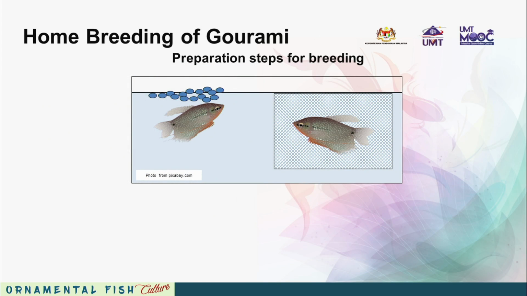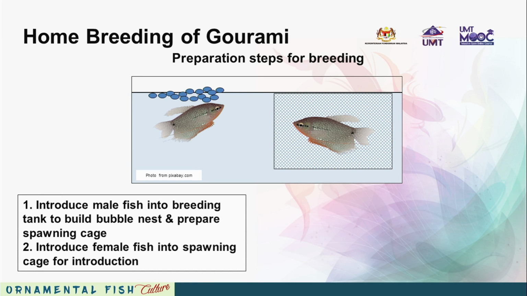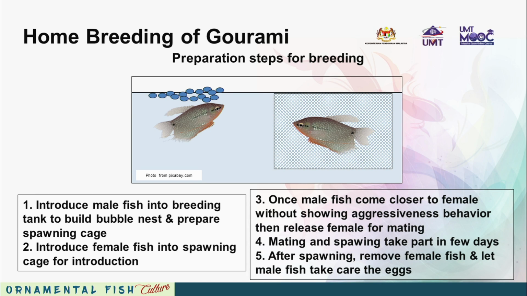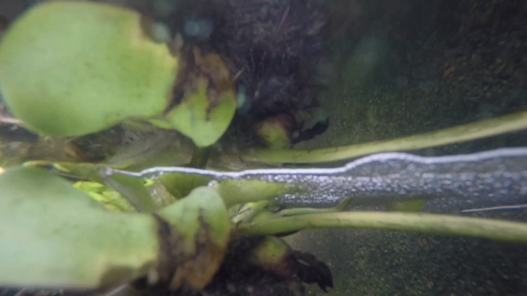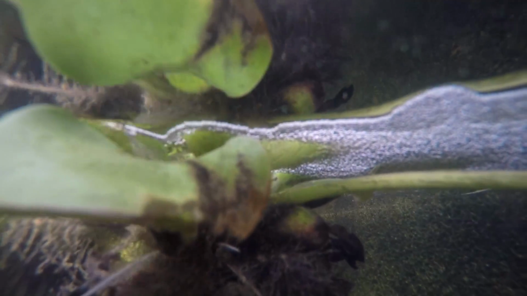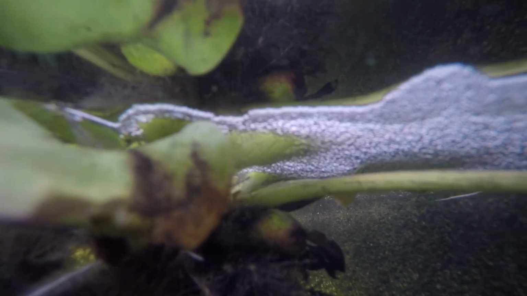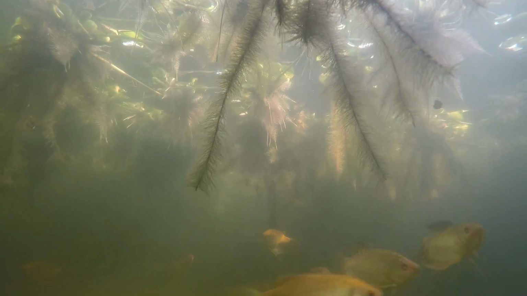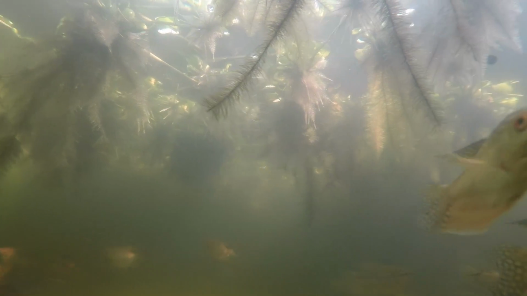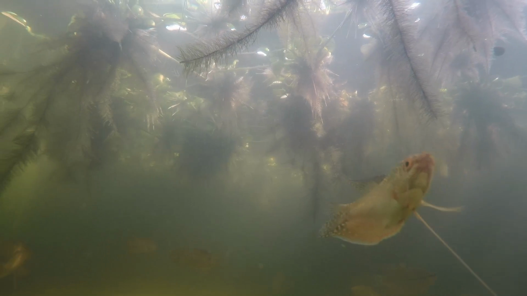For spawning tank setup, you just have to introduce the male fish into the spawning tank and let the male construct the bubble nest. At the same time, prepare the spawning cage. After the male fish has constructed the bubble nest, introduce the female into the spawning cage for introductions, to let them communicate with each other. Once the male fish has come closer to the female without showing any aggressive behavior, then you can release the female for mating.